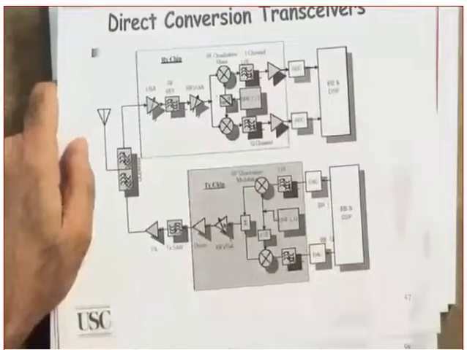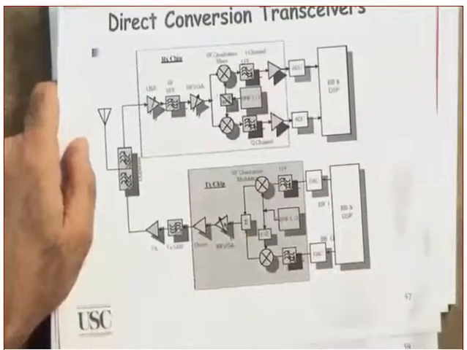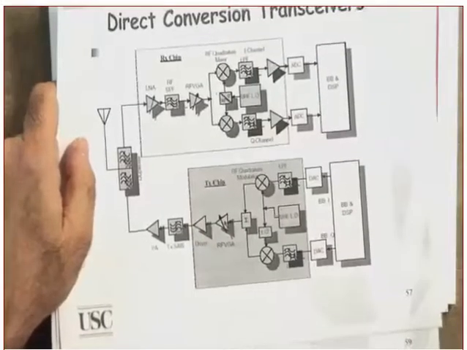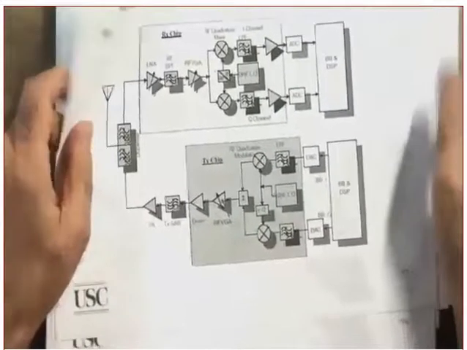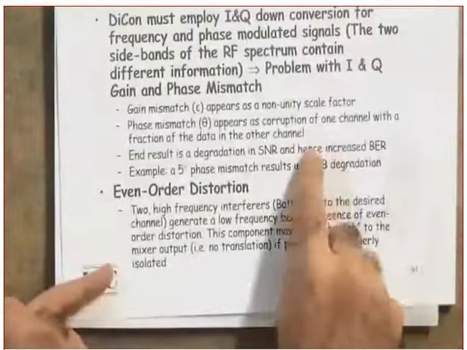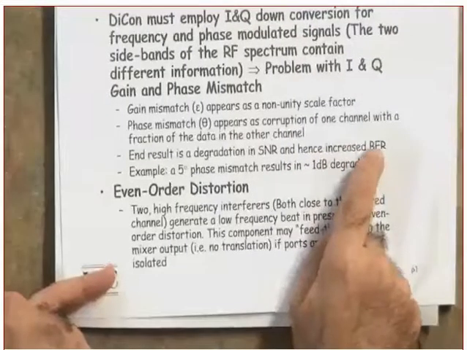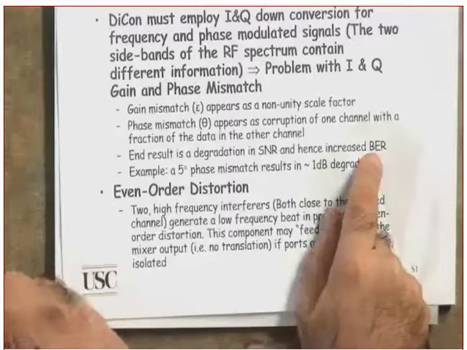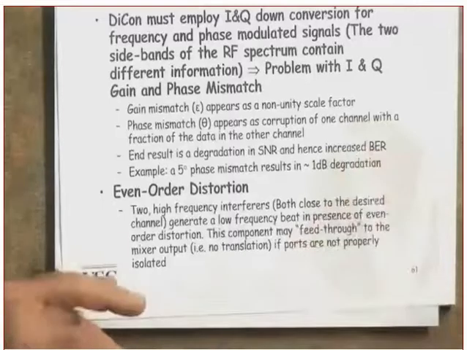But if it was not balanced properly, you are going to get part of the I channel cross-talked into the Q channel and vice versa. Clear? Resulting in an increase of BER. BER stands for bit error rate. Clear?